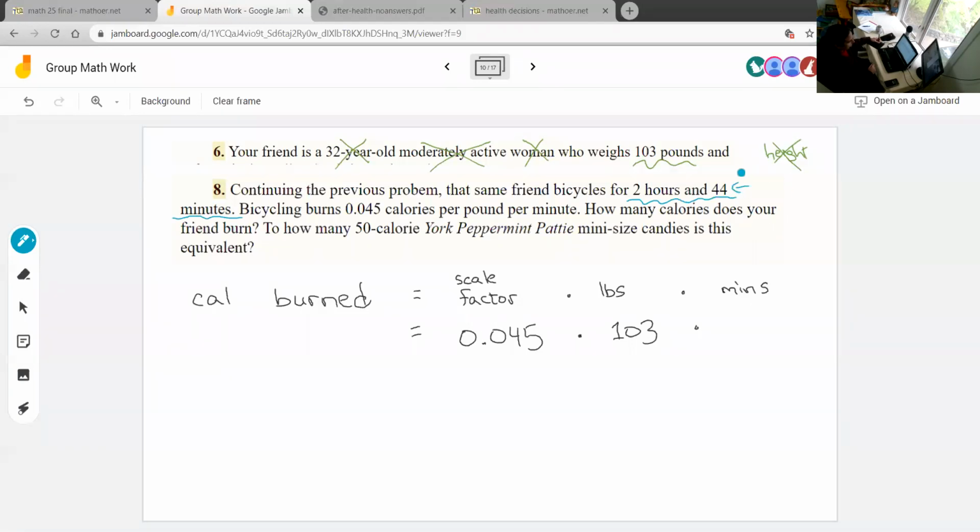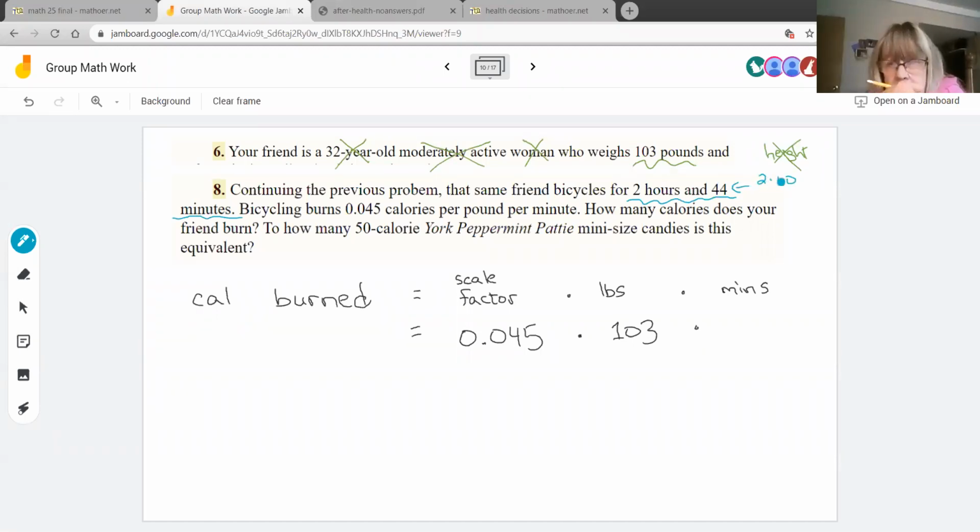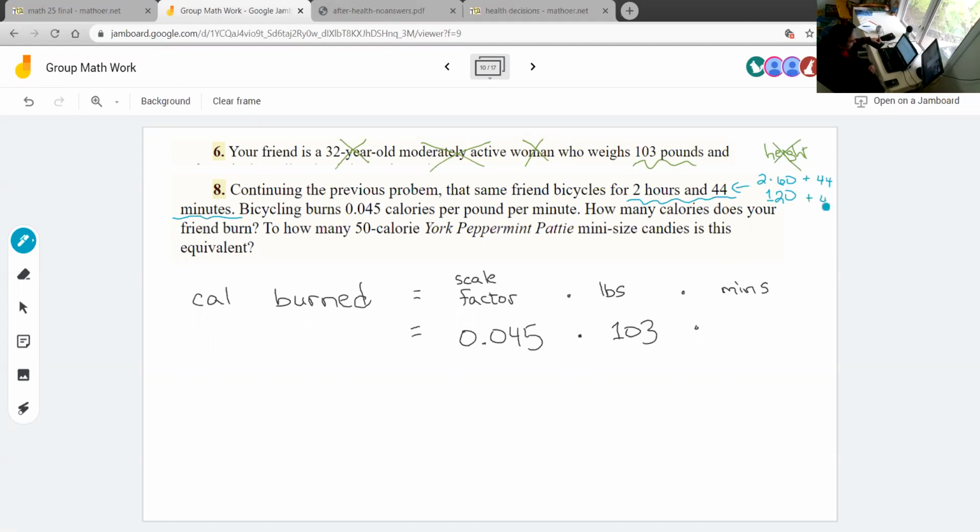Well, we already know that 2 hours is 120 minutes. 2 hours, 2 times 60 is 120. And the 44 is just kind of also there. We divide that by 60. Oh, we're just done. It's that many minutes. Okay. I could even be extra color codey and say that the pounds I had marked in green above, so let's keep it here.